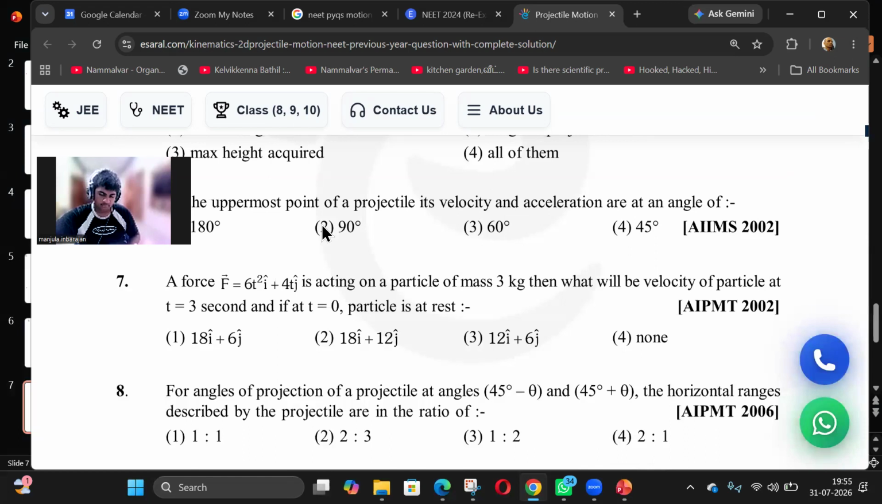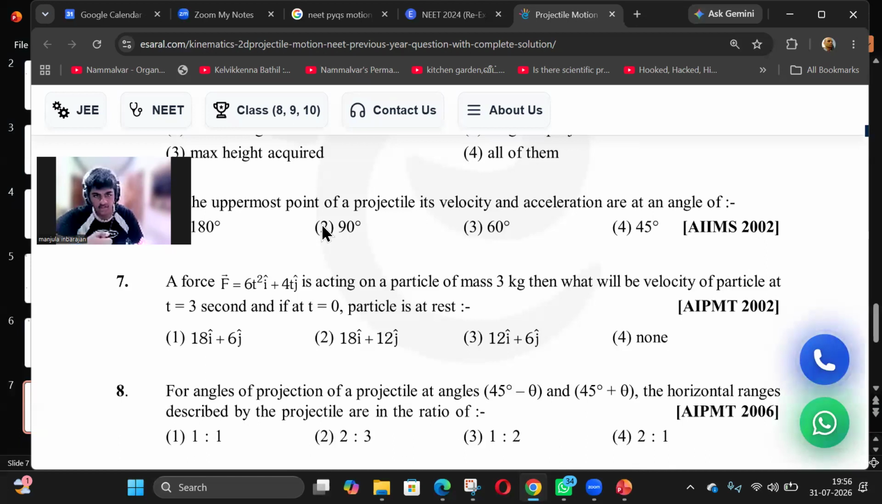Seventh one, option 1. Why? Force is given; from that I can find out what. Oh no, sixth one was option 2. Sixth one is over. Seventh one.